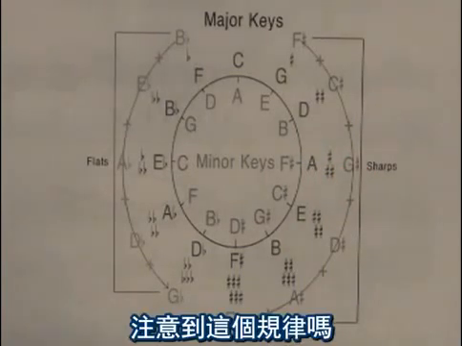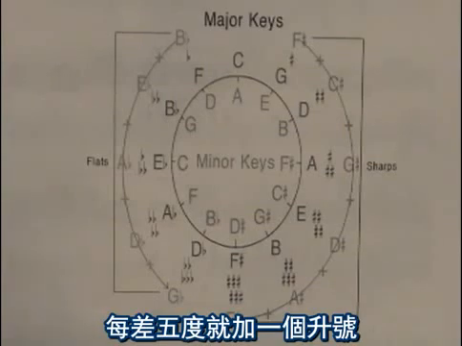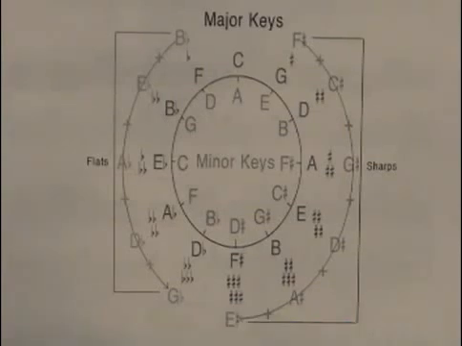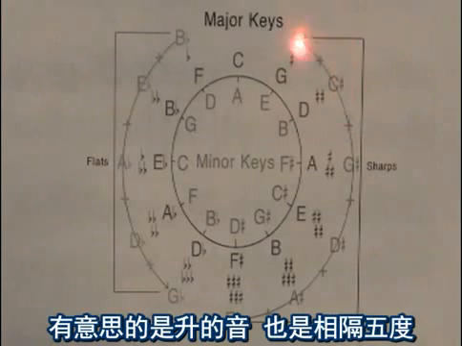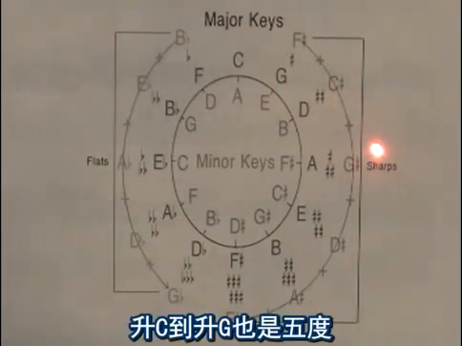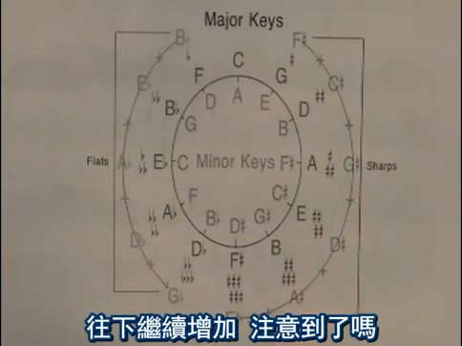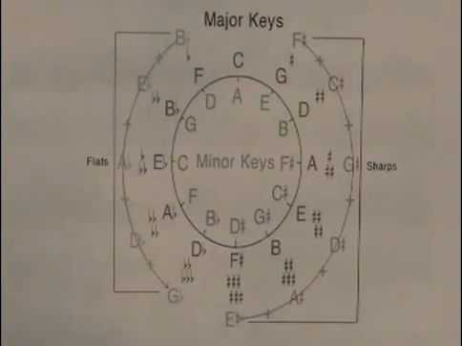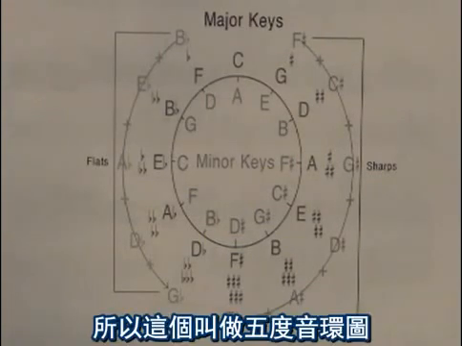Now you're starting to notice a trend here. Every time you go up 5 steps, you're adding a sharp. And the interesting thing about your sharps is that they're also a fifth apart. See, from F sharp to C sharp, that's a fifth apart. And then C sharp to G sharp, that's also a fifth apart. And this keeps going up and adding up. Do you notice it now? Okay. And that's why this is called the circle of fifth.